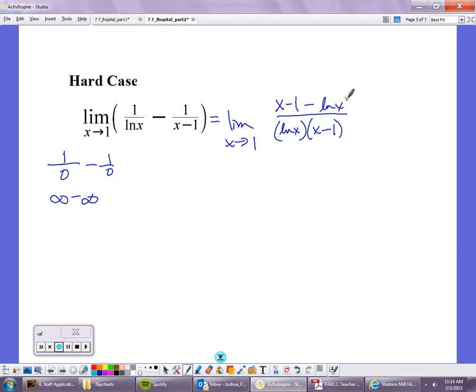L'Hopital. Actually, I guess it is interesting to note that at this point, once I have it rewritten this way, it results in a different indeterminate form. It results in 0 over 0. You can check that on your own if you want. I'm going to go ahead and apply L'Hopital.